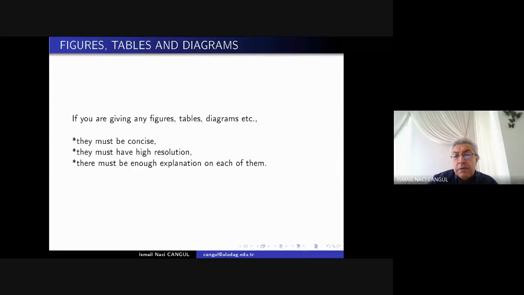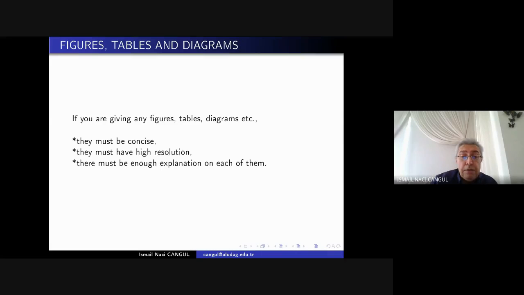And finally, figures, tables, and diagrams in the structure of a journal paper. If we use figures, tables, diagrams, this kind of thing that helps us or the readers to understand the theorems and our ideas, then these must be concise. The length of these must be concise. The pictures, the tables and the diagrams, everything must have high resolution. If you have low resolution, it is a reason for rejection.